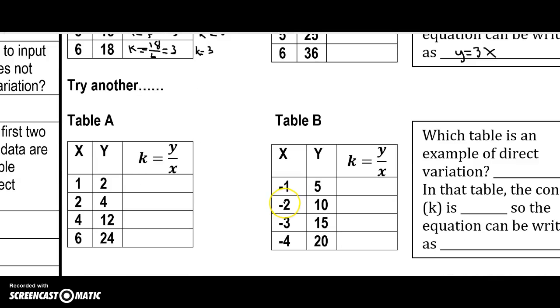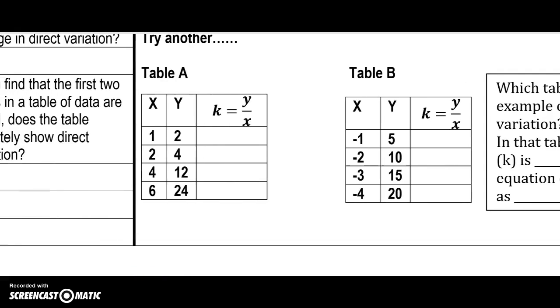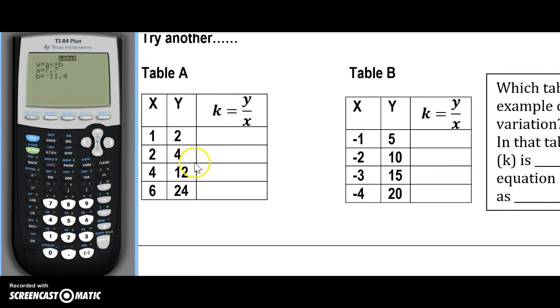Let's try another one. Let's try table 8. We're gonna use our calculator for this. I like to use a calculator. You should get to practice. Like I said, if you want to do K equals Y over X, you're more than welcome. Go back to stat, edit. I'm gonna go back to my L1 where my X's go. Remember your X is going in L1: 2, 4, and 6.